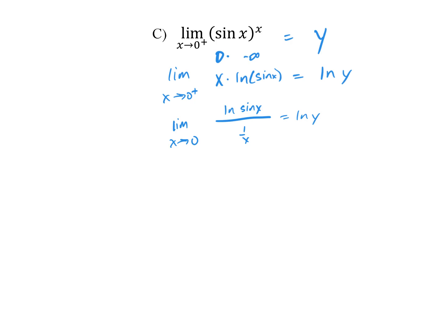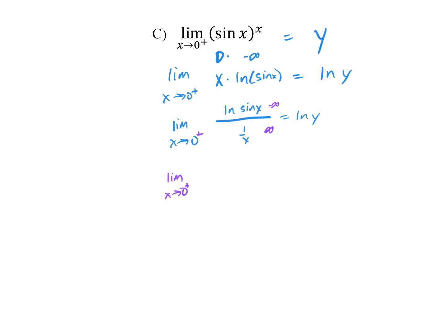Take our derivative. What's the derivative of the natural log of sine x? Wait, how are we able to take the derivative of this? Because now we have negative infinity over infinity, 1 divided by 0. Oh, because it's coming from the right. Well, it doesn't matter where it's coming from. No matter what, a constant over 0 is infinity. It's either infinity or negative infinity. Oh, yes. Okay. Are we good?